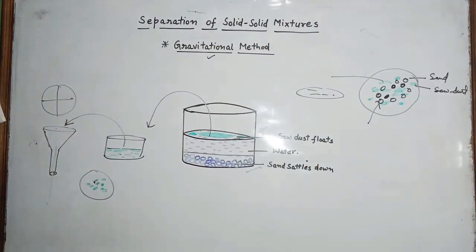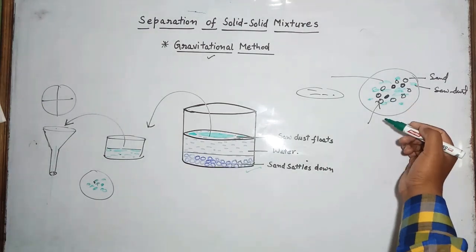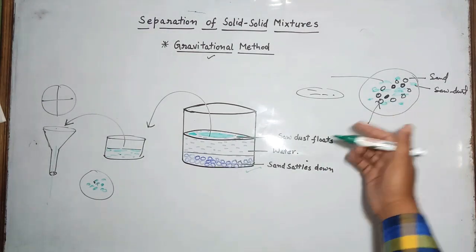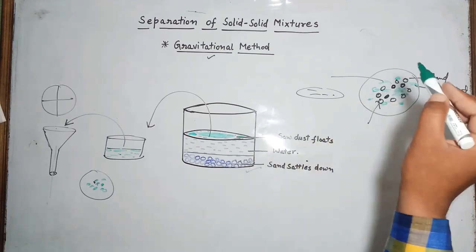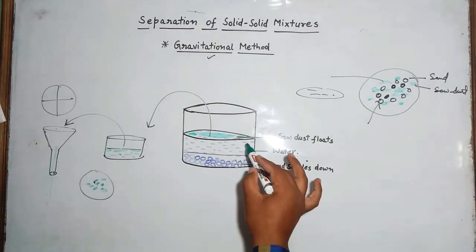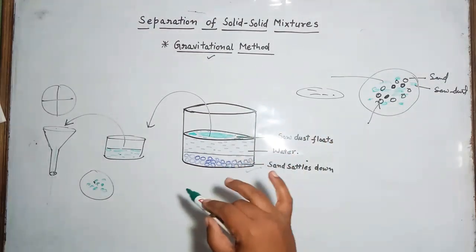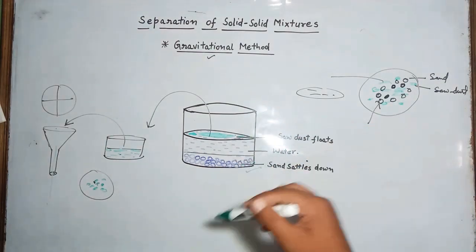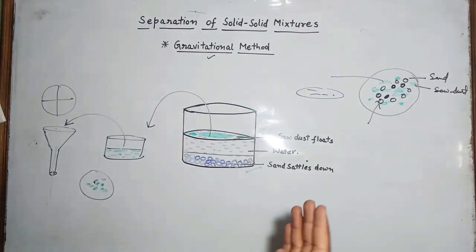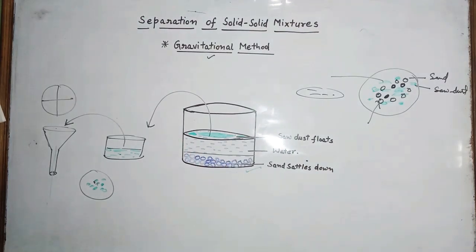But the main thing is that there should be a difference in weight, or difference in density. That means one component of the mixture should be heavier than water and the other component should be lighter than water. Only then can we use the gravitational method of separation. Thank you.